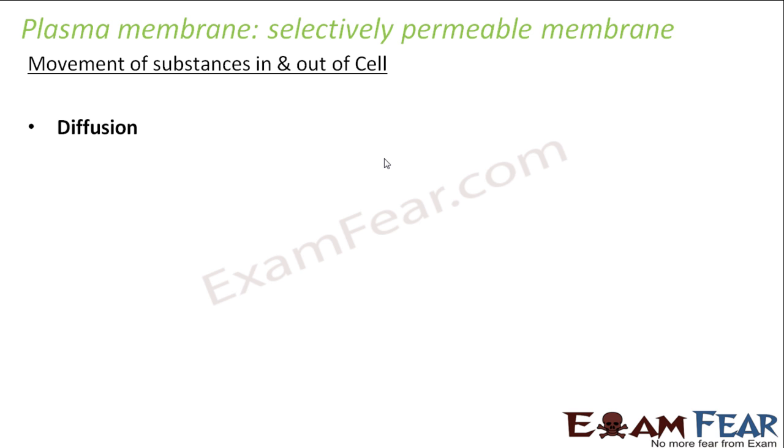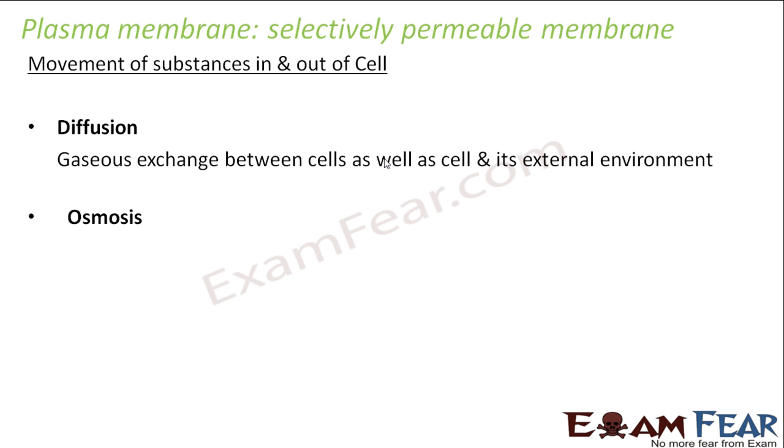Now, mainly there are two processes involved for the movement of substances across the cell. One is diffusion and the other one is osmosis. So what is diffusion? Diffusion is gaseous exchange between cells as well as between a cell and its external environment. What does the word diffusion as such mean? It means movement of gases from a region of high concentration towards a region of lower concentration.